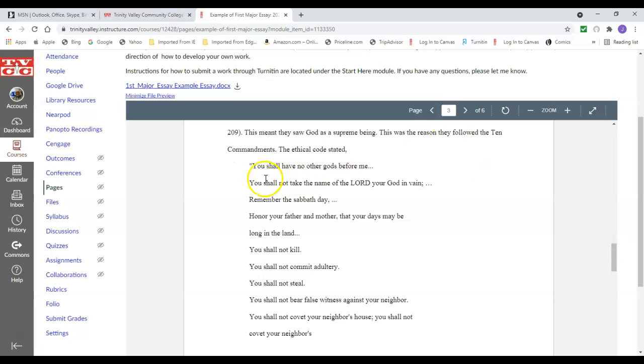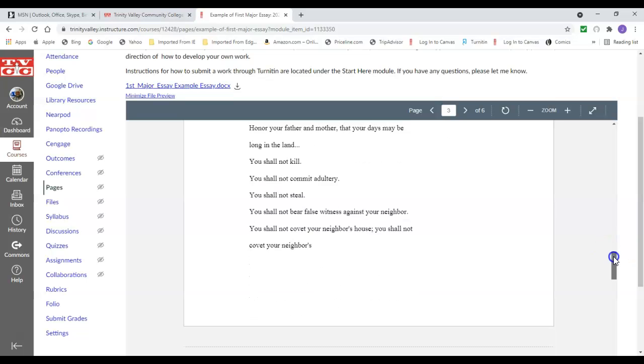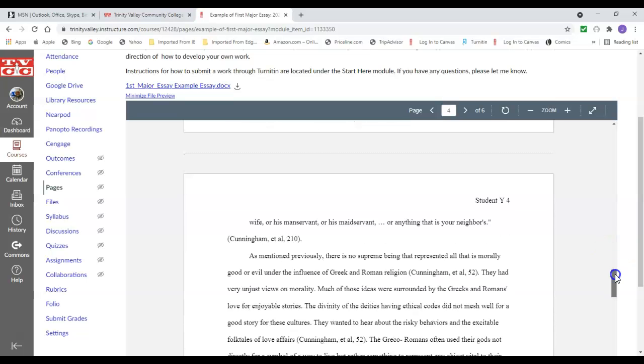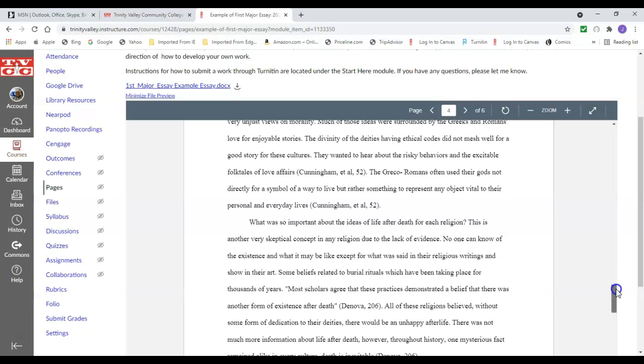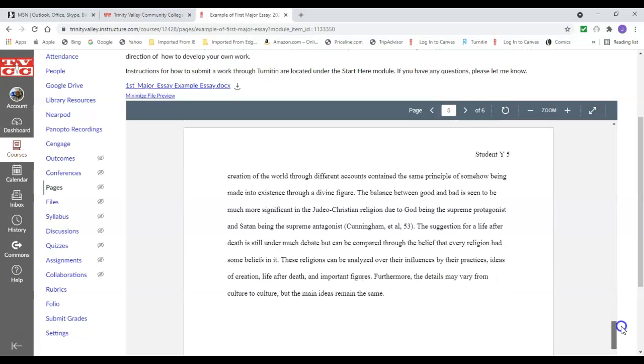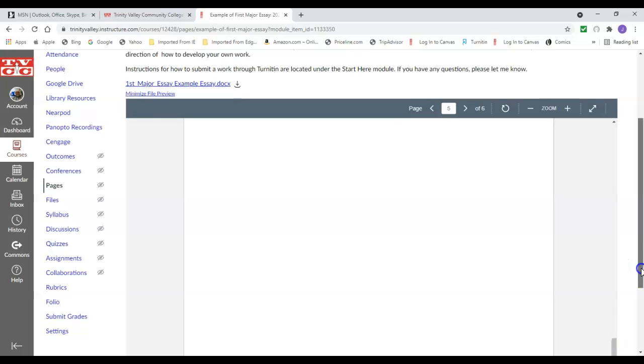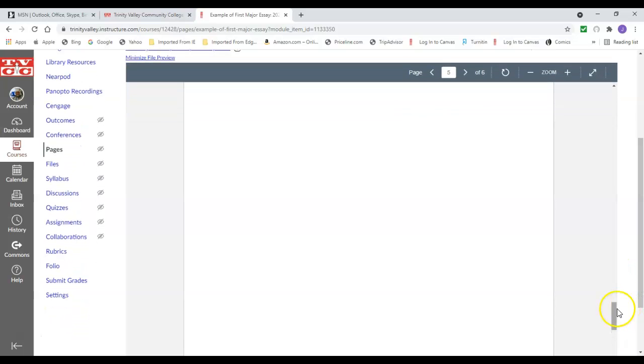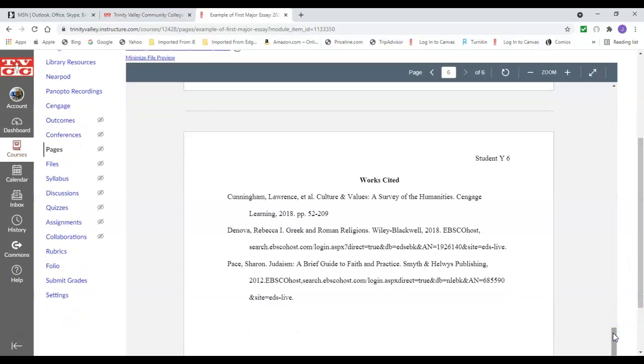This, the Ten Commandments, actually should have been tabbed over one more time. It's not done quite the way it should. When you block quote, you tab over twice. But then you go through and you'll see there's more citations. And then here at the end of the essay, you'll see the Works Cited page, alphabetized: Cunningham, DeNova, and Pace.